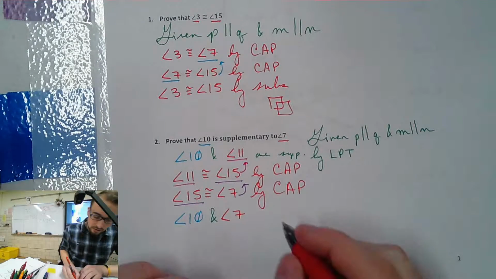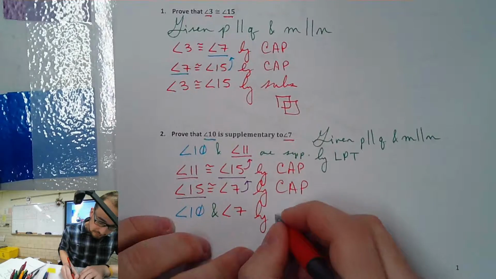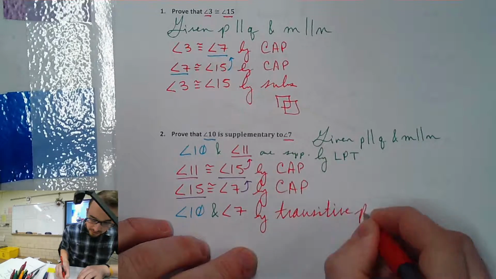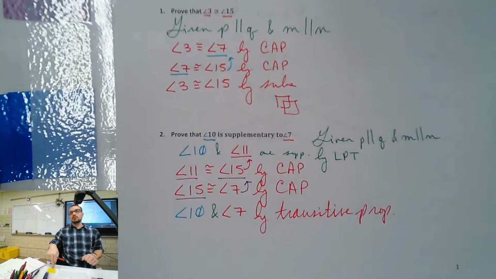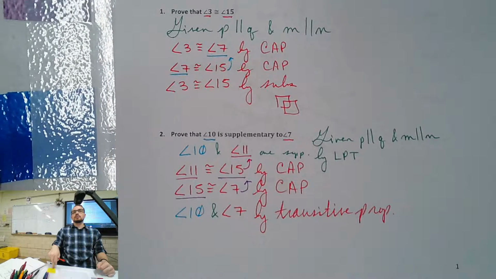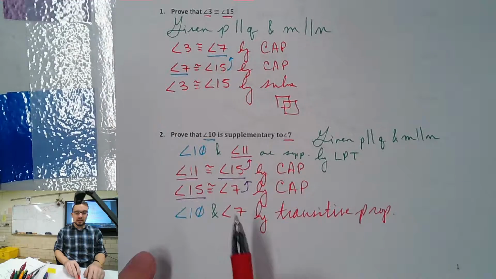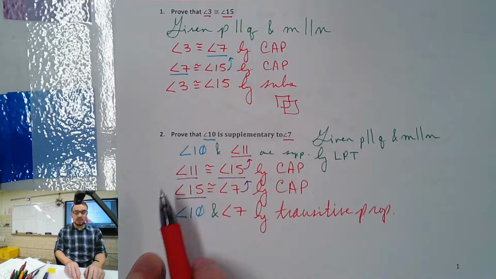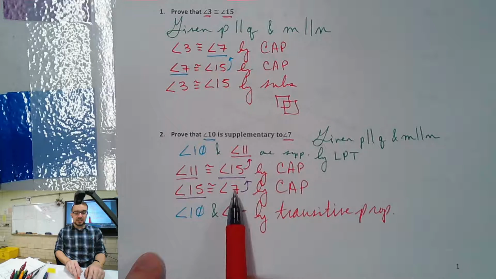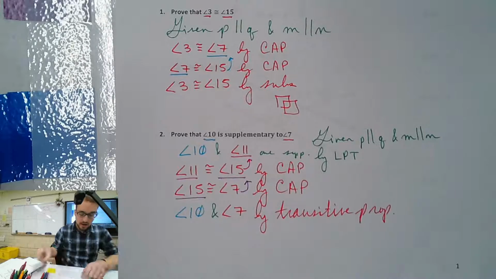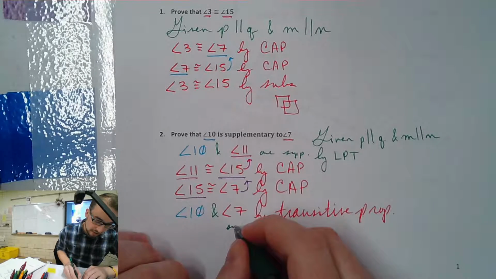All right. So by transitive property. Remember, the transitive property is the one where I'm touching the table, the table's touching the paper, therefore I'm touching the paper, right? So it's just like a triple substitution. It cuts out all the middleman. 7 is 15, 15 is 11, right? So we have 7 is 11. So 10 and 7 by transitive property, and they are supplementary.